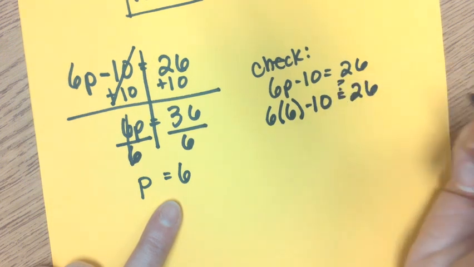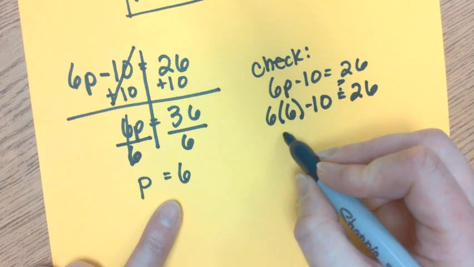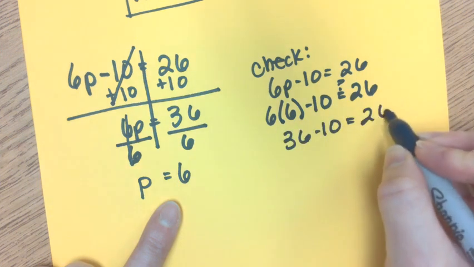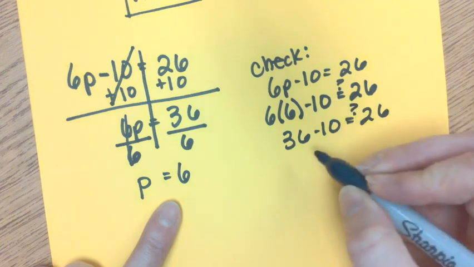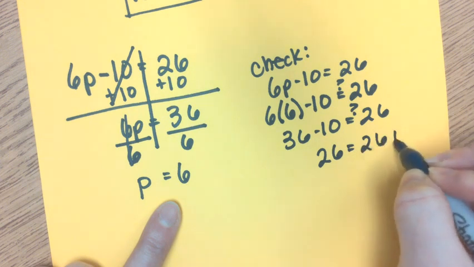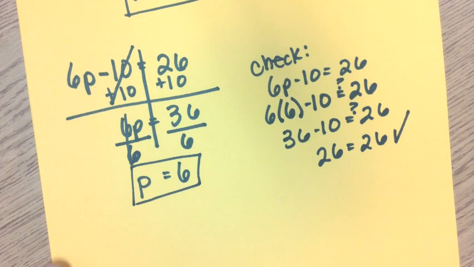Oh yeah, this is a question mark because I'm not 100% sure. That's why I'm checking it. 6 times 6 is 36. 36 minus 10. Is it 26? Yeah. 36 minus 10 is 26. So that means we did it correctly. So our solution is p equals 6.